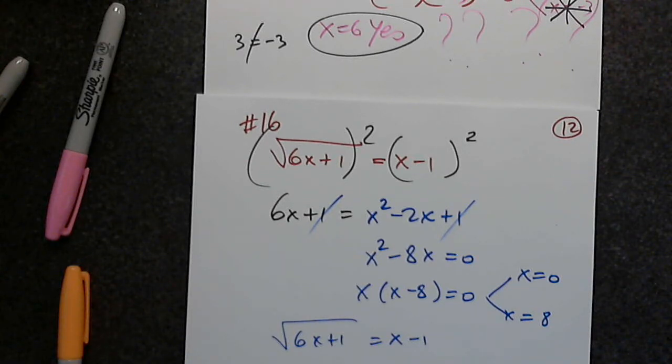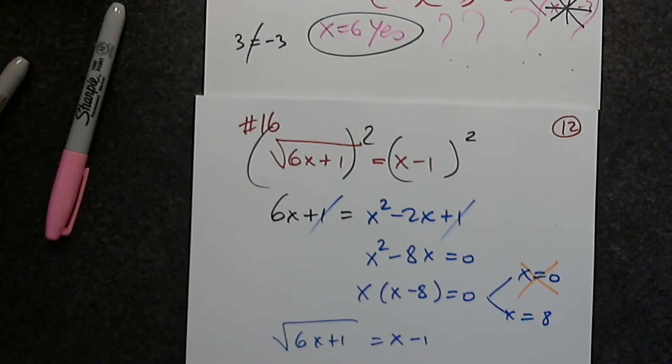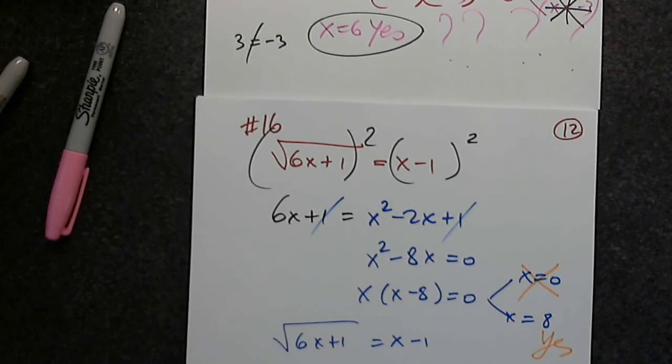Do they work both? None? One? None? Okay. 0 doesn't work because, okay, I got it. 8 minus 1 is 7. 48, 49, yes. I completely agree.